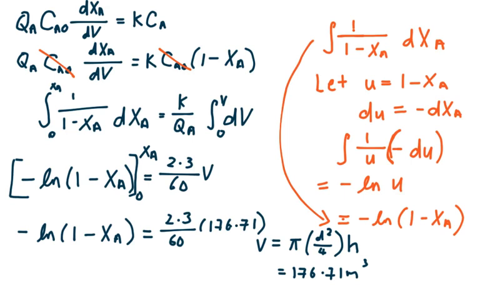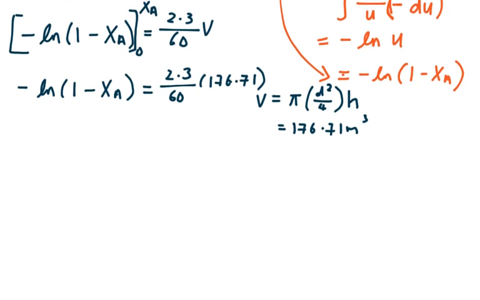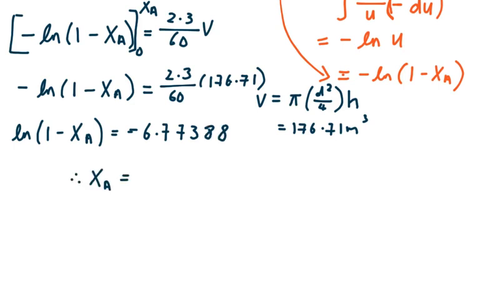You will get a value of 176.71 meter cube. Input it into the equation, and then you will get ln(1 minus XA) is equal to negative 6.77388. Then you solve for your conversion. The conversion will be equal to 0.999.